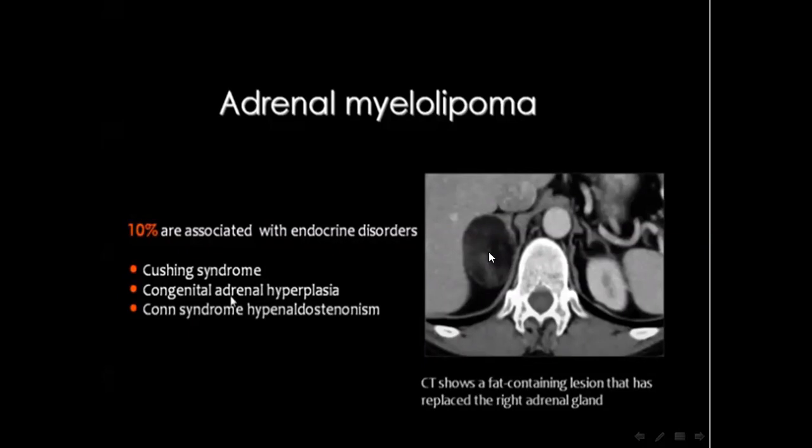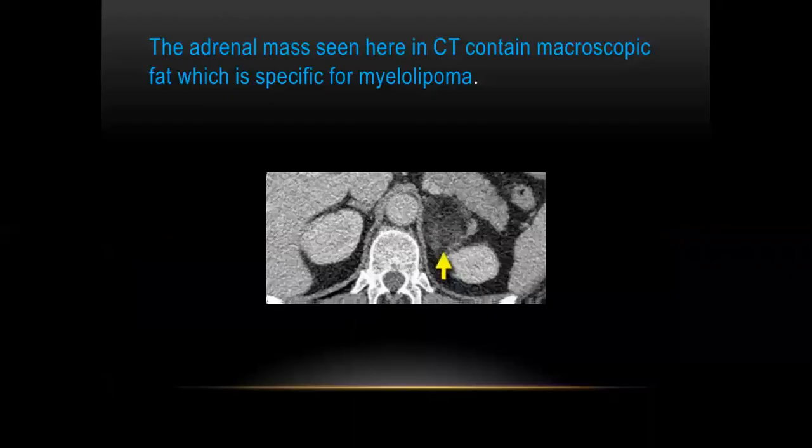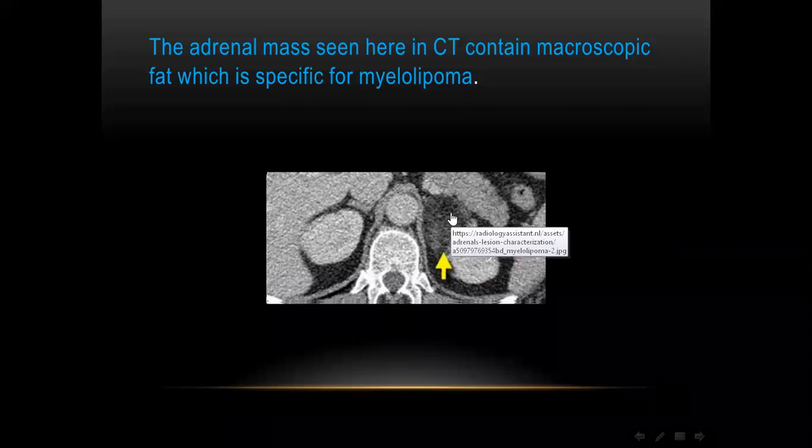hyperaldosteronism. This CT scan shows a fat containing lesion that has replaced the right adrenal gland. This is myelolipoma; the adrenal mass here contains macroscopic fat, which is specific for myelolipoma.